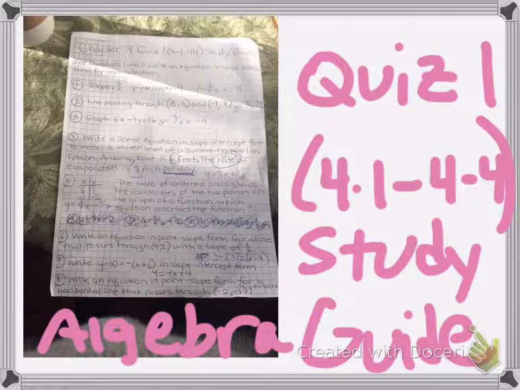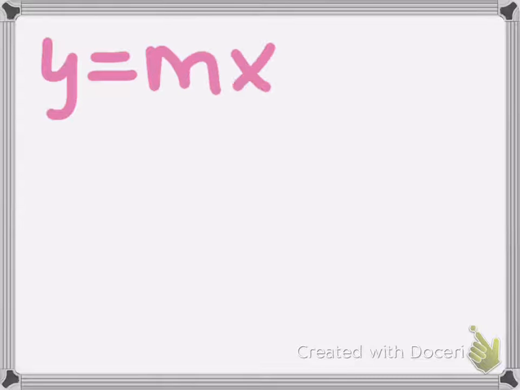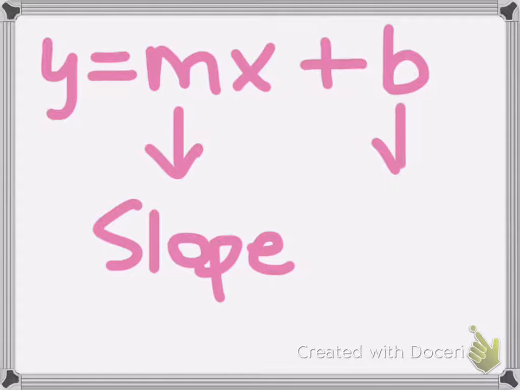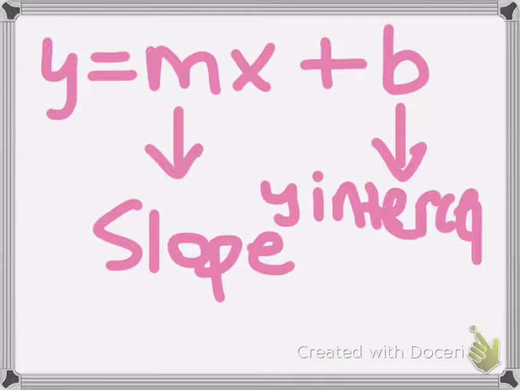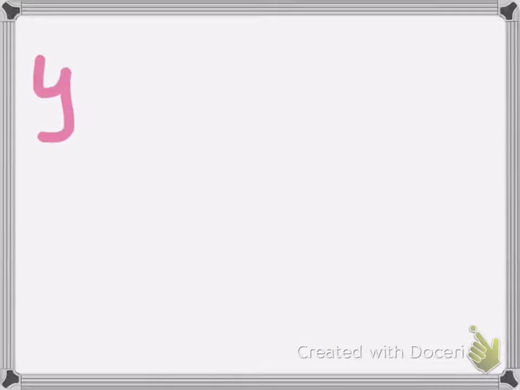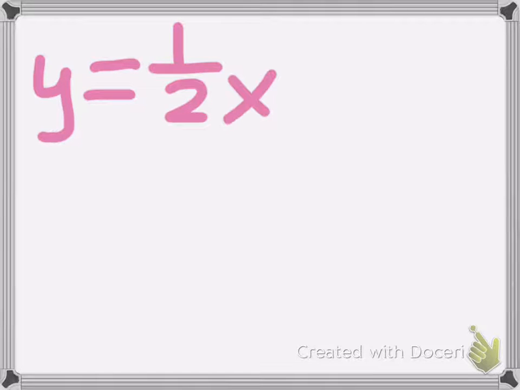So we need to think about what slope-intercept form is, which is y equals mx plus b, where the m is the slope and the b is the y-intercept. So if we're given the slope and the y-intercept, all we need to do is plug them into the appropriate letter and rewrite our equation. So for the first problem, we're given that the slope is 1/2 and the y-intercept is -4. So we're going to plug in 1/2 for our slope and -4 for our b value, or our y-intercept, and this would be our equation.